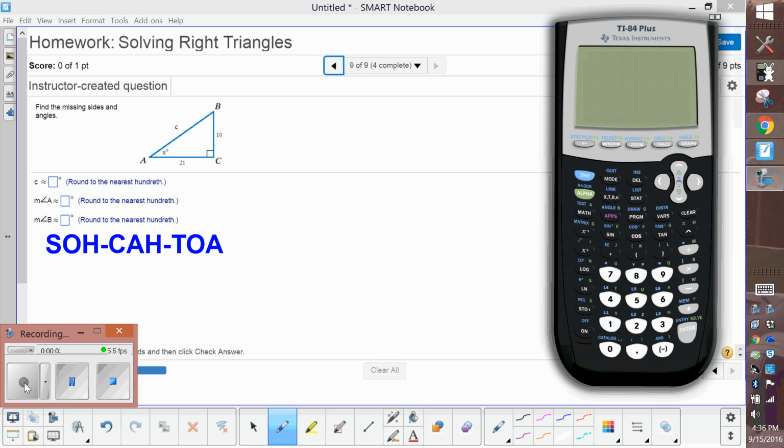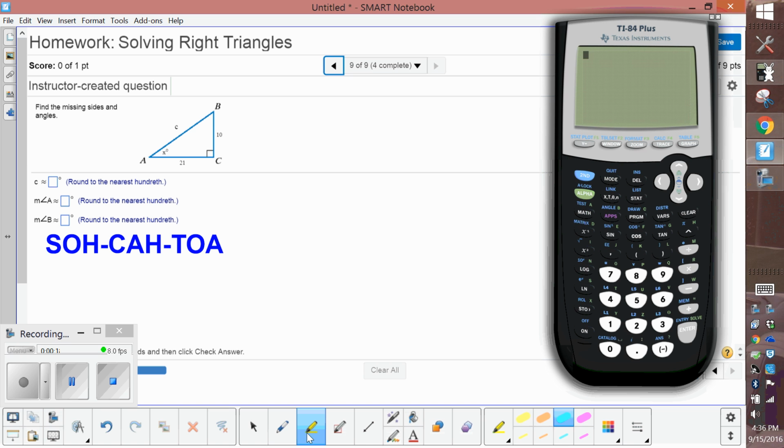Hi students, this is the last problem in solving right triangles, question number 9. Again, it's one of those problems where we don't know the reference angle. So looking at this triangle here, I do know 2 of the sides. So I can use the Pythagorean theorem and do a squared plus b squared equals c squared.